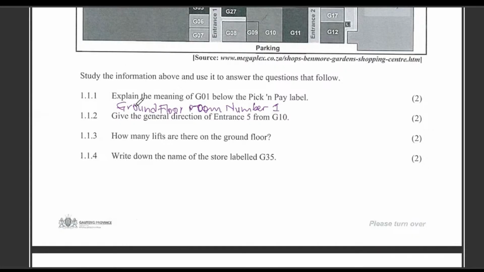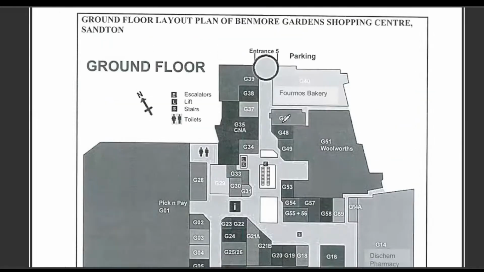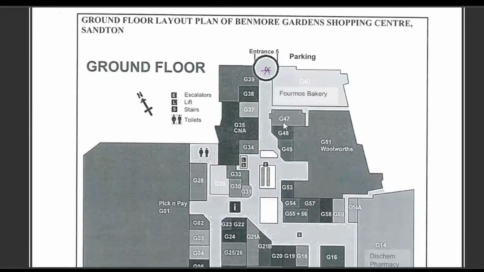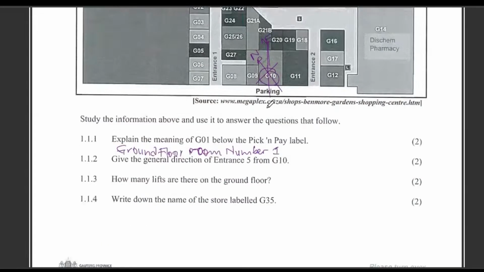Okay. Then give the general direction of entrance 5 from G10. G10 is here. Then entrance number 5, it's right here. Now, when you look at the campus is drawn in a slanting way. If this is our north, what could this be? It's probably northeast. So our plan here could have been northeast.